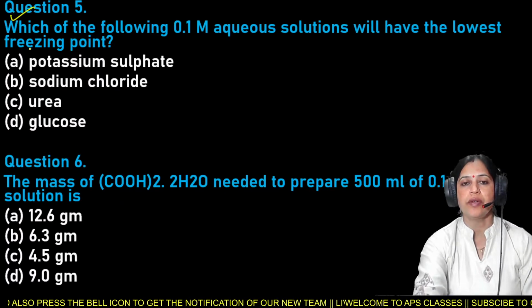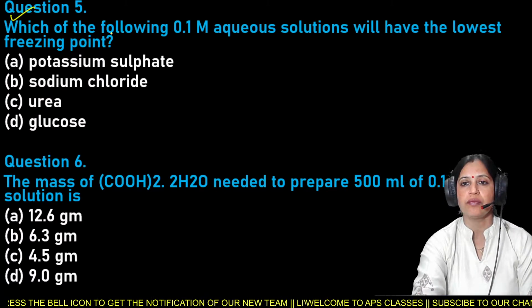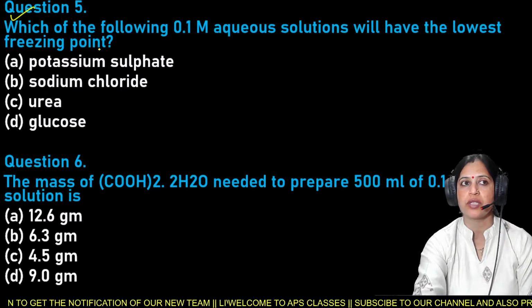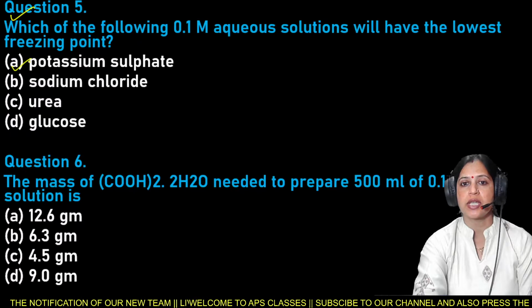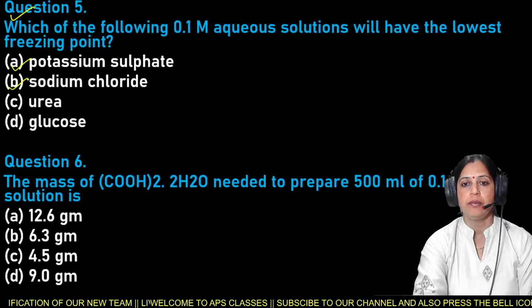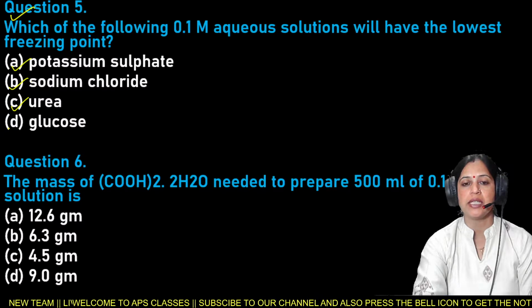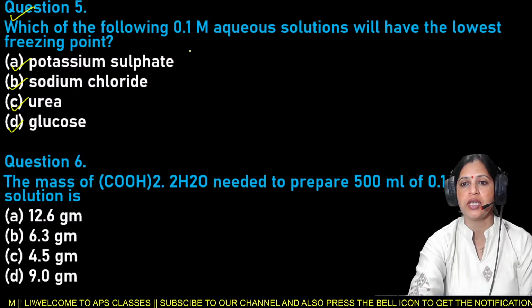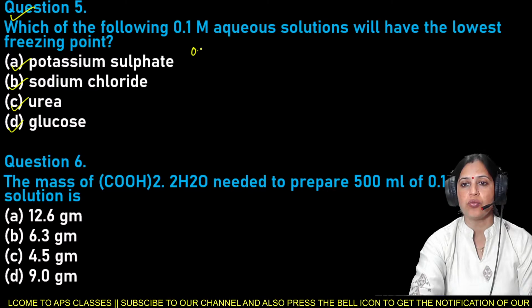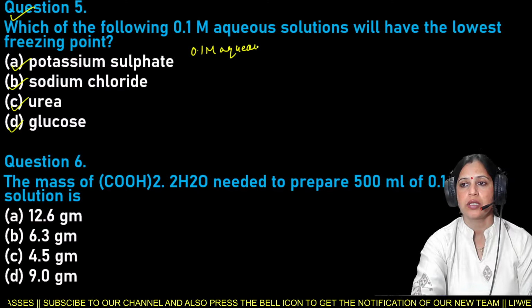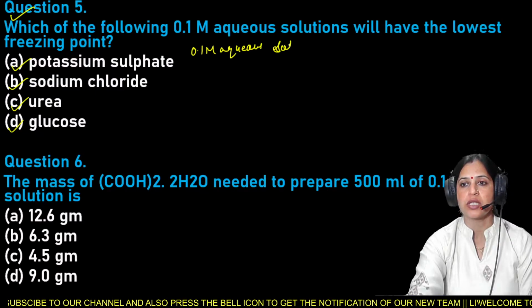Next is your question number 5. Which of the following 0.1 mole aqueous solutions will have the lowest freezing point? Options are A potassium sulfate, B sodium chloride, C urea, and D glucose. So out of these 0.1 mole aqueous solutions, which will have the lowest freezing point?